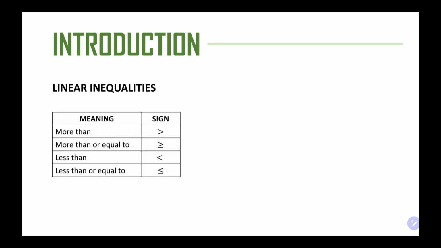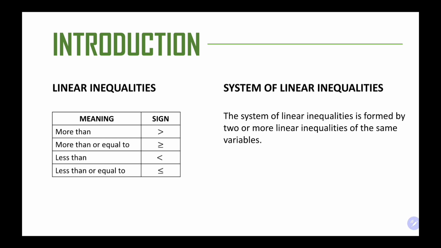For introduction, we need to know what is linear inequalities first. Linear inequalities is a linear function that use inequalities sign, which is more than or equal to, less than, and less than or equal to. Then we have system of linear inequalities. System of linear inequalities is formed by two or more linear inequalities of the same variables. For example, we have 4 linear inequalities. So this one we call it as system of linear inequalities.